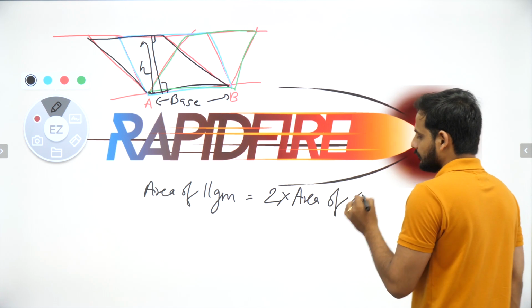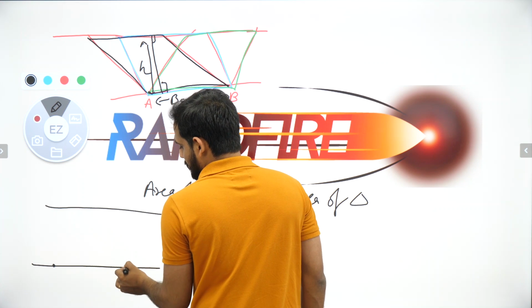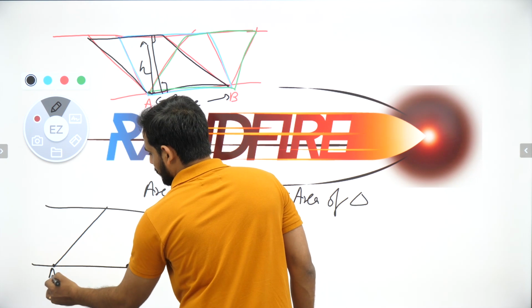That means, suppose you have two parallel lines and, keeping this AB as your base, you draw a parallelogram, let us say like this, you have drawn a parallelogram ABCD.